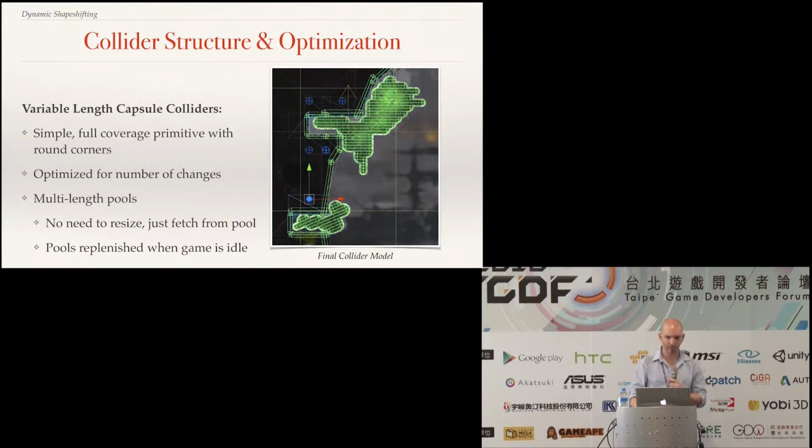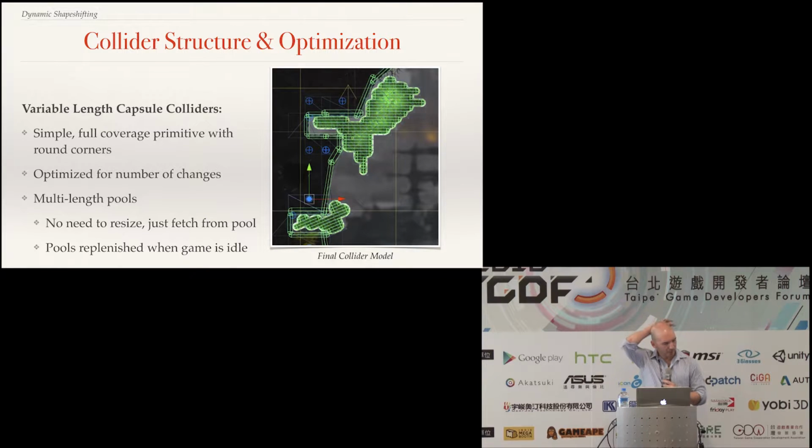So this is how it ended up being, and this is how Mushroom Learning works. It has variable length capsule colliders. So for every line, I'm calculating on the fly what kind of capsule colliders I need to use. It's a very simple collider. It's actually easier to solve than a box. It has round corners, which is great. It has full coverage, which means that even the center is full. They're very hard to interlock. It's practically impossible. It's optimized for the number of changes, which is the most important part.